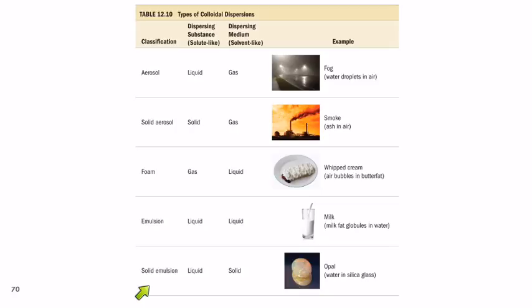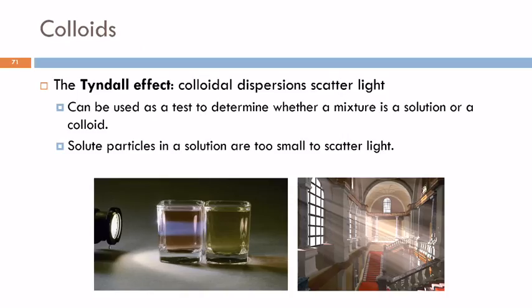You can also have solid emulsions, and some of these are beautiful gemstones like opal. This is water dispersed in silica glass. What's known as the Tyndall Effect is the observation that colloidal dispersions scatter light. Some colloids are clear. They're translucent. You can see through them. But you can identify them as a colloid by shining a light through them.